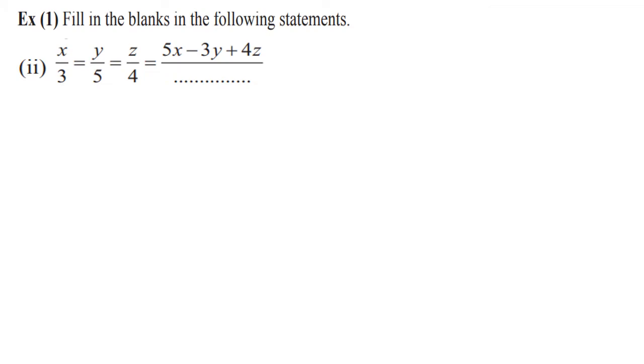Next, now let us see solved examples based on this theorem on equal ratios. So first one here is fill in the blanks in the following statements. So all of you please see in textbook and try to understand. x upon 3 is equal to y upon 5 is equal to z upon 4. So here three equal ratios are given. And here we are provided with numerator and denominator is blank.